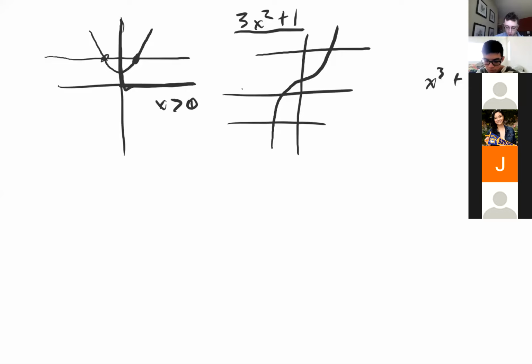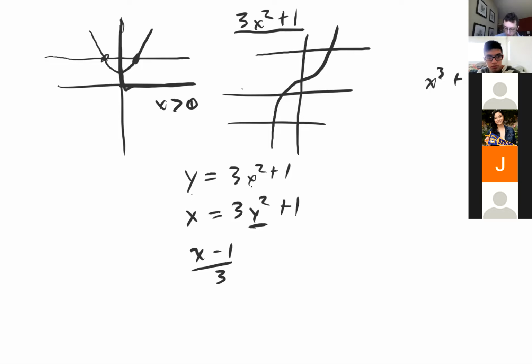All you have to do, if you have a function y equals 3x squared plus 1, is just flip x and y. Flipping x and y gives you x equals 3y squared plus 1. And now you have to solve for y. Solving for y gives you the square root of (x minus 1) divided by 3.